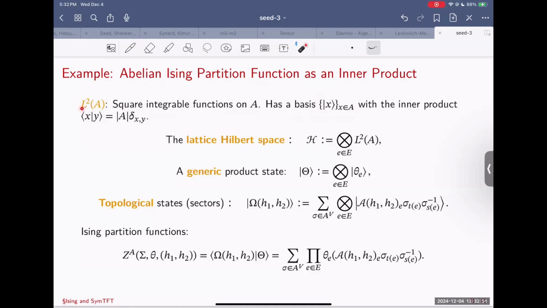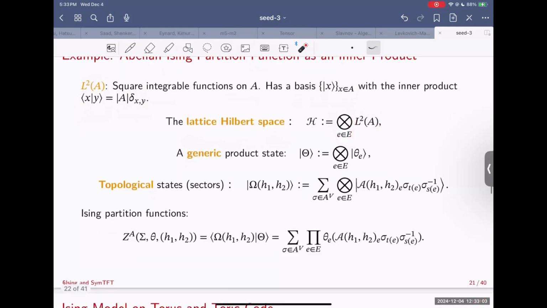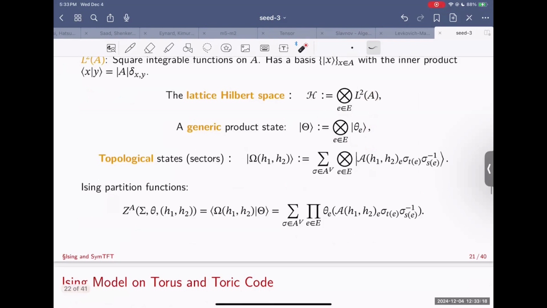The Hilbert space structure of L2(A) is defined by an inner product like this. Then we can define the lattice Hilbert space by taking a copy of L2(A) for each edge and taking a tensor product over it. Now, a generic product state in the Hilbert space, I'm writing it as something like this. For each edge, I pick an arbitrary function on A, which is going to be my Boltzmann weight. And then I have a distinguished family of topological states that are labeled by two group elements. Those states are going to look like this.